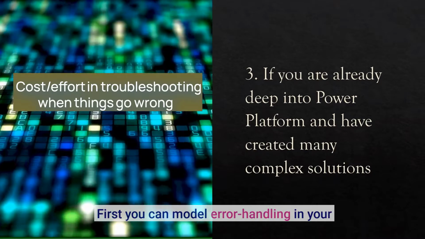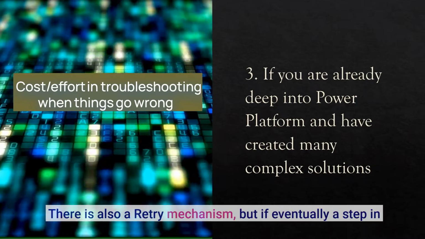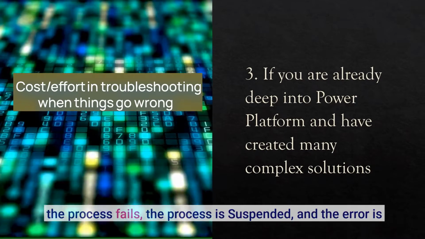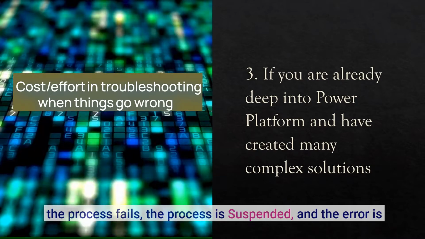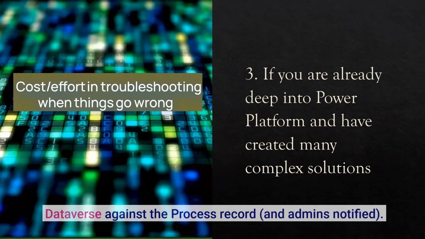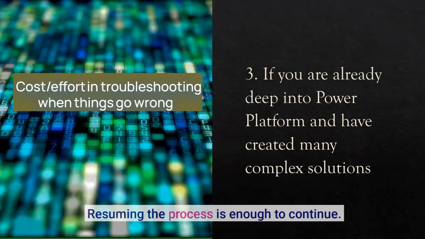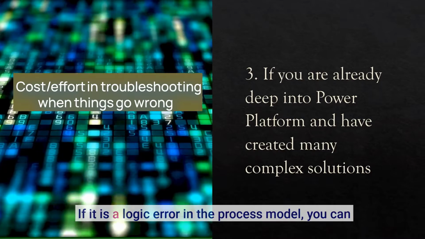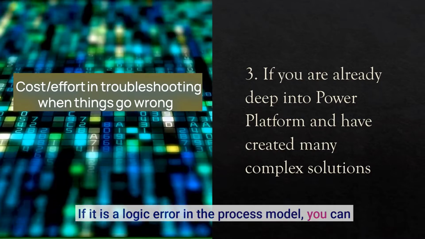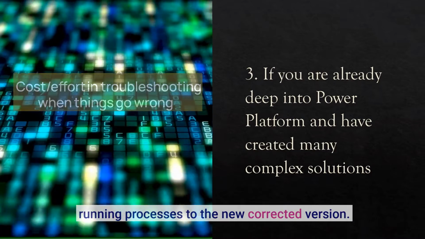First, you can model error handling in your business process using alternative paths. There is also a retry mechanism, but if eventually a step in the process fails, the process is suspended, and the error is made visually visible in the process monitor and recorded in Dataverse against the process record. If it is an external issue and it is fixed, resuming the process is enough to continue. If it is a logic error in the process model, you can correct it, publish it, and then migrate existing running processes to the new corrected version.